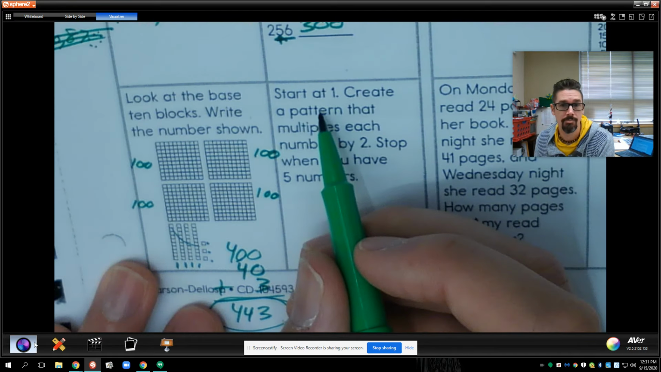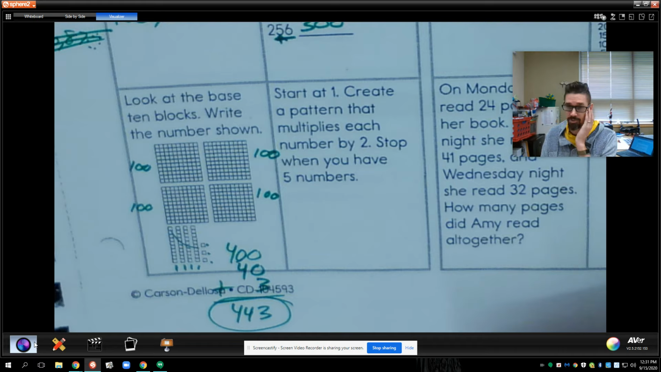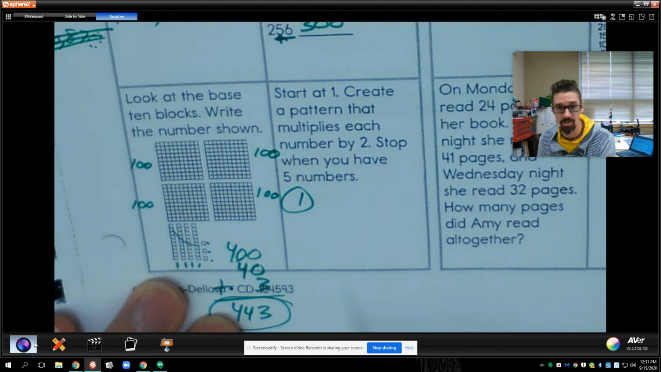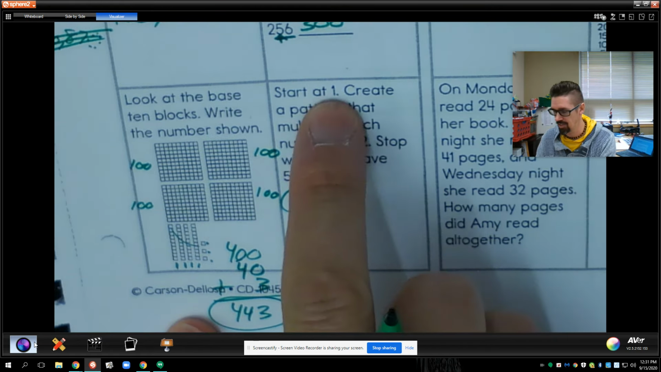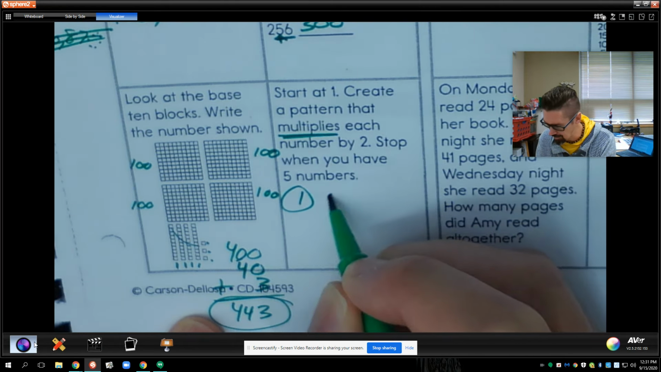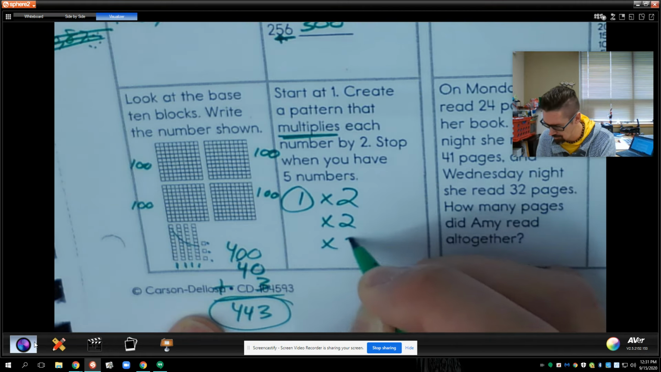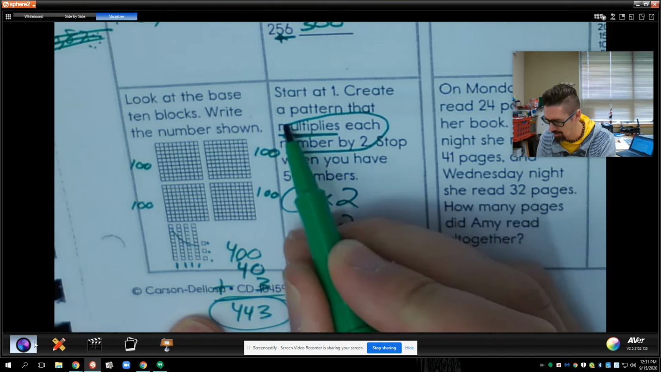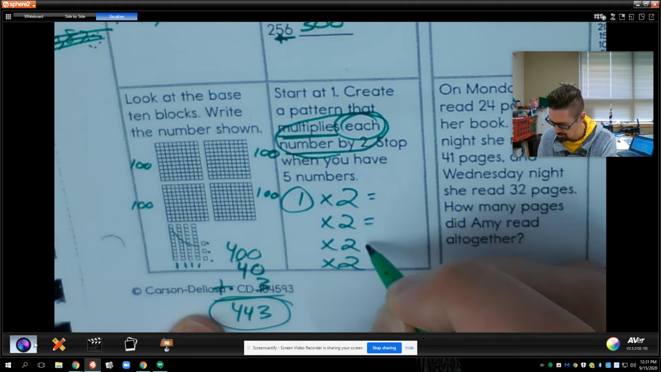Start at 1. Create a pattern that multiplies each number by 2. Now, a lot of you are going to think that you know how to do this, but it's a little bit different in how we look at it. So we're going to start at 1. 1 is our first number. A lot of my students that come in don't want to use 1, the first number that they give us, as our first number, but this is our first number. So it's a pattern. What is it going to do? Multiply. I'm going to multiply each number by 2. How do I know I multiply all of them by 2? Because it tells me every number is multiplied by 2. Stop when I have 5 numbers.